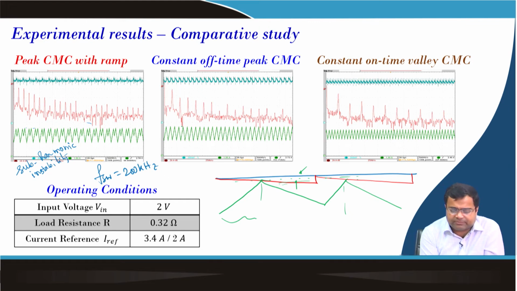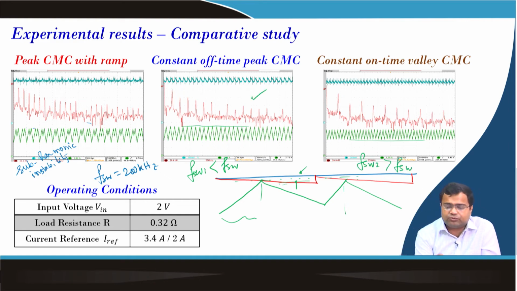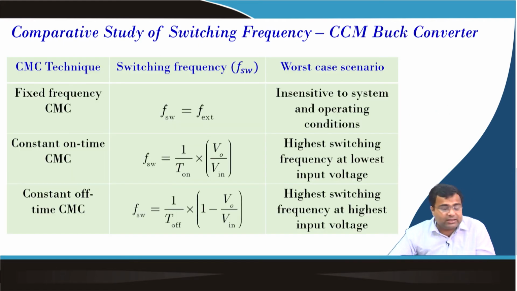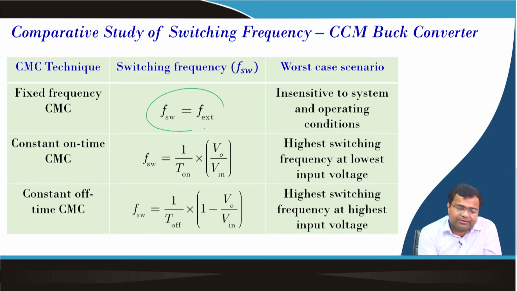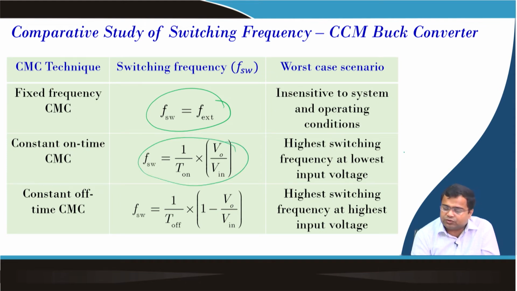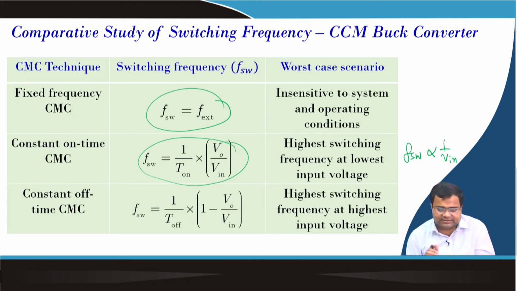But if you consider constant on time, the valley current is fixed. The drawback here is that FSW1 is smaller than FSW, and FSW2 is much larger than FSW, but they are all stable for these two cases, stable without any ramp. So, in summary, in fixed frequency control the frequency is fixed, but in constant on time current mode control we saw that frequency was increasing with decreasing input voltage. So, switching frequency is inversely proportional to Vin. Mathematically we have discussed this.